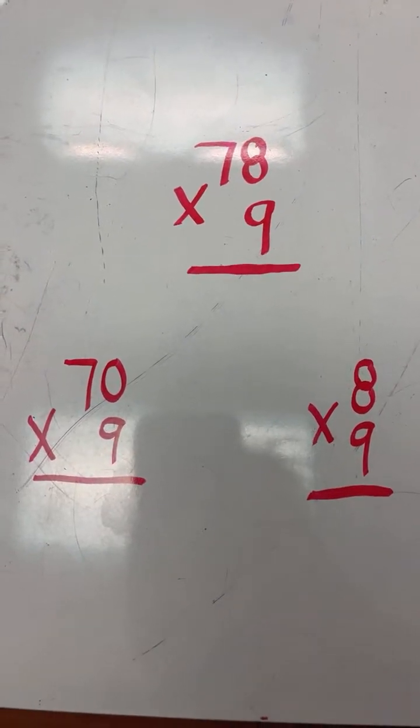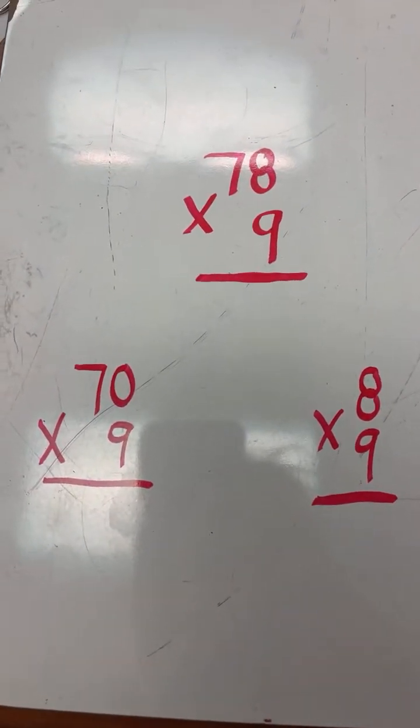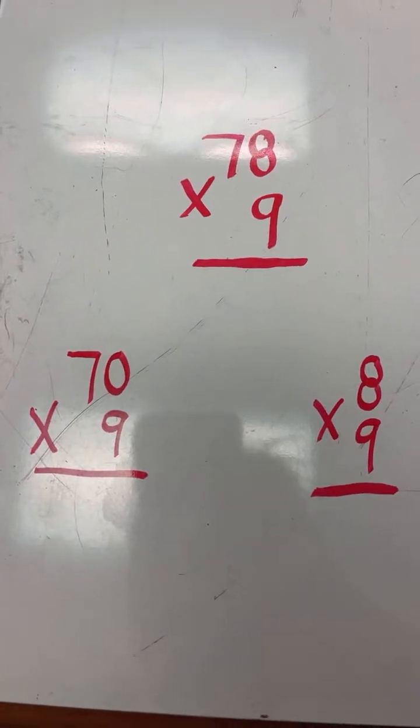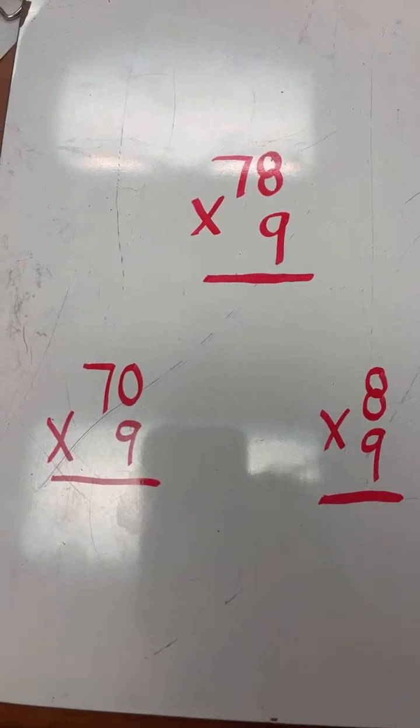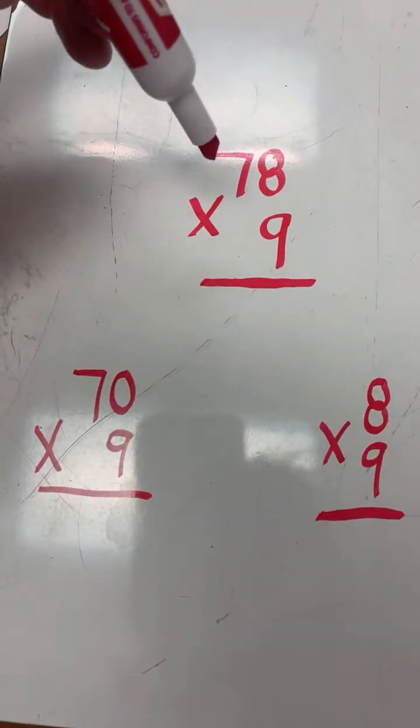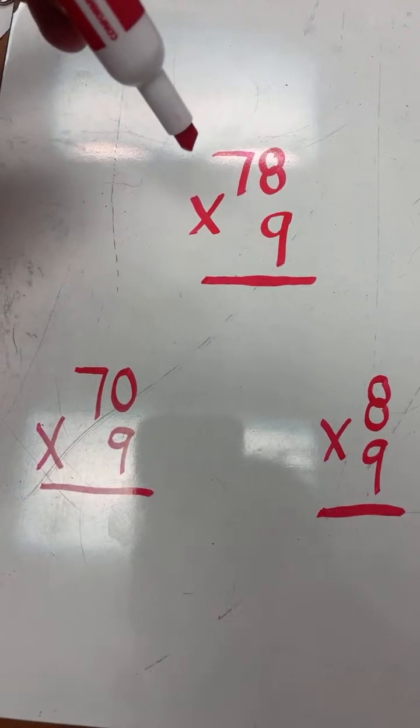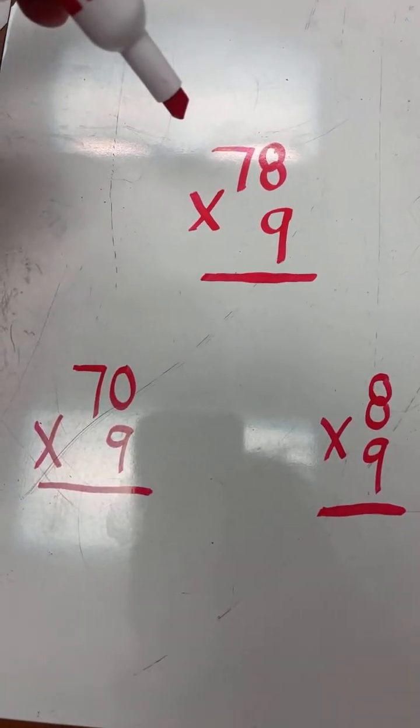All my future content. So this video is going to be a review of the partial product method for multiplication. We have some example problems here. Our first example problem is 78 times 9. I'm going through step by step how to solve that problem.